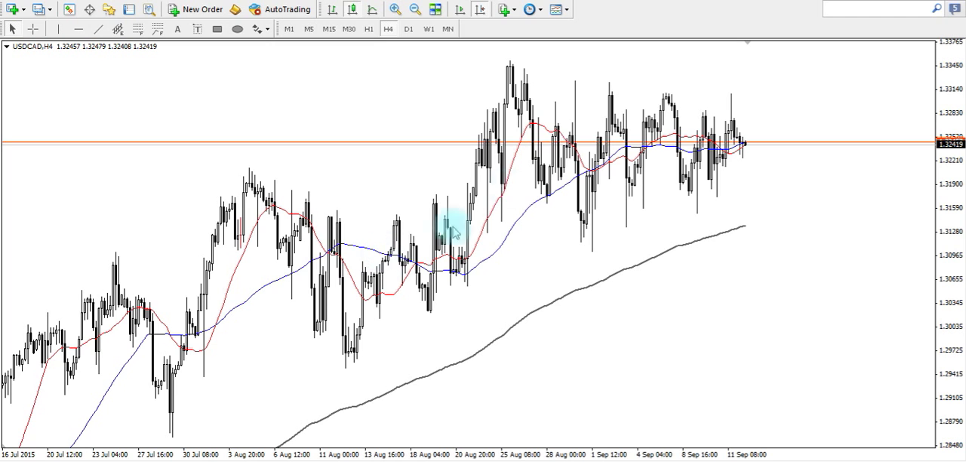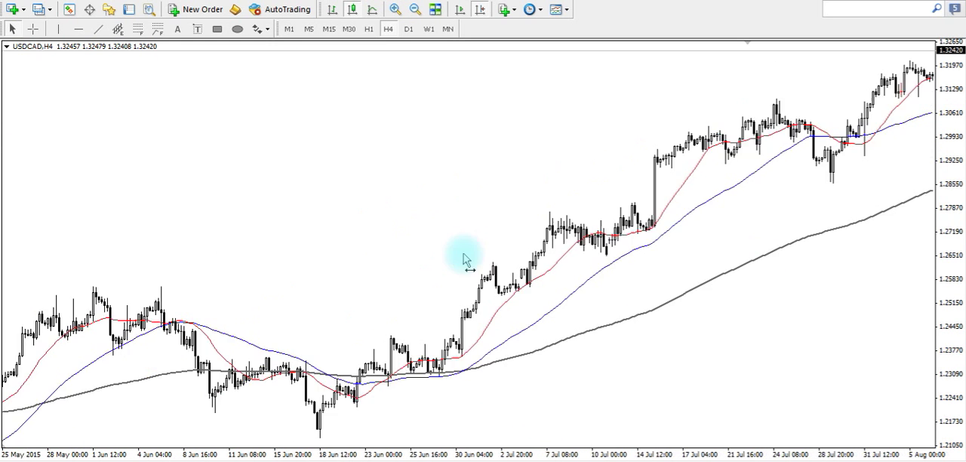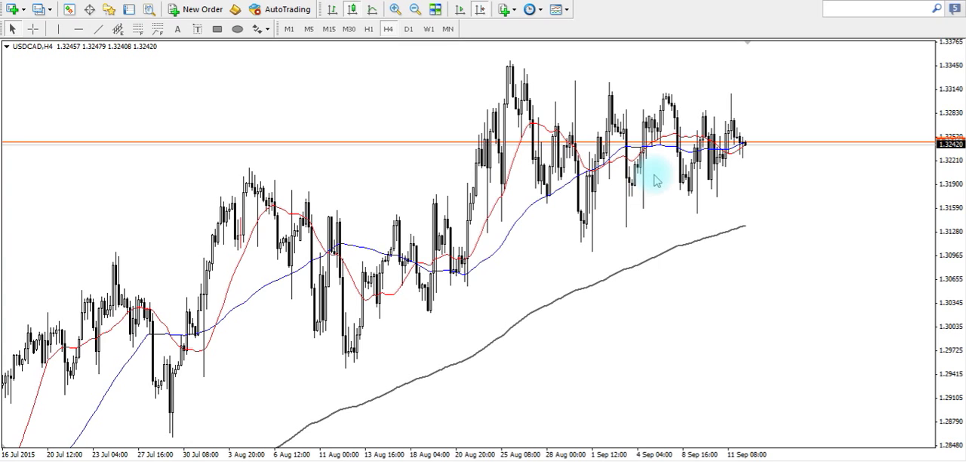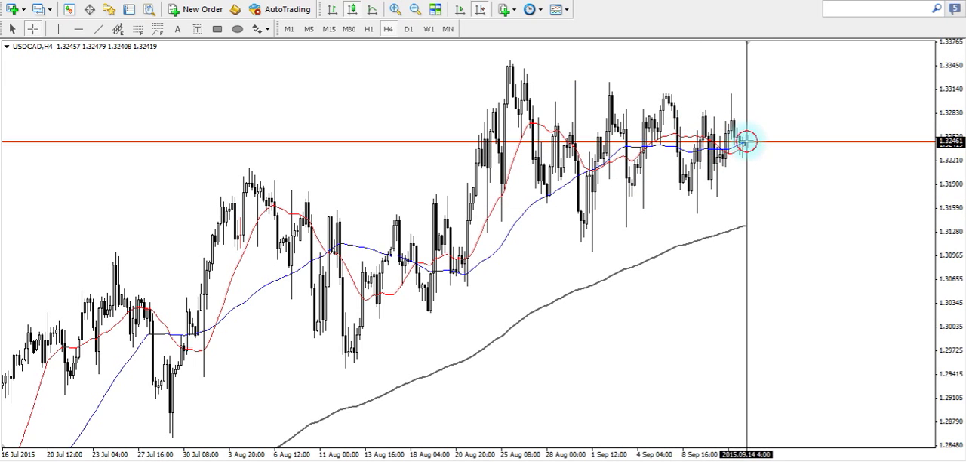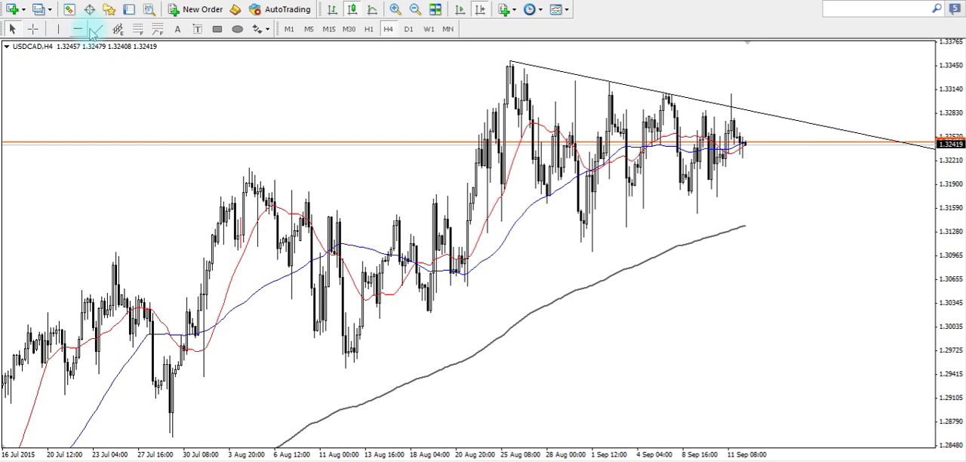Last but not least, we have the dollar against the Canadian dollar. The US dollar is still appreciating against the Canadian dollar, and right now we see a very strong symmetrical consolidation right here, which actually forms a symmetrical triangle. Let's just plot it out.